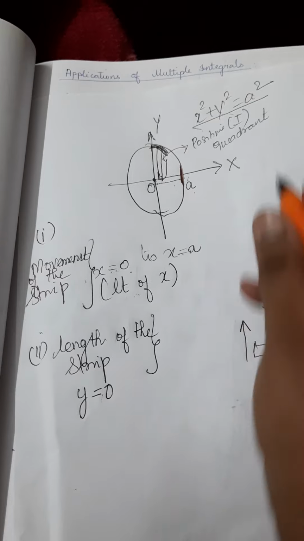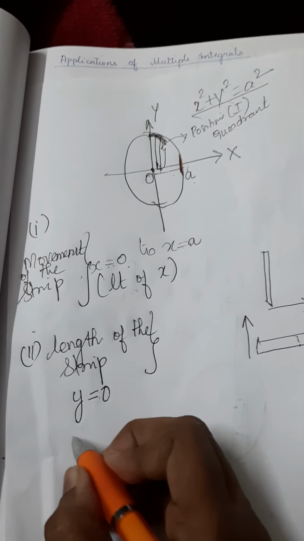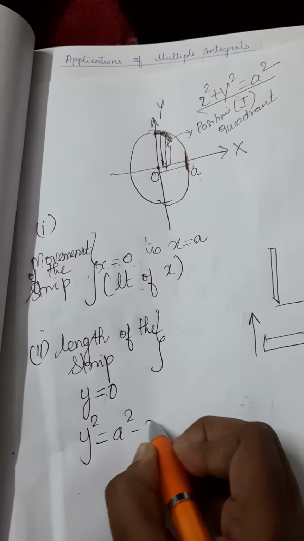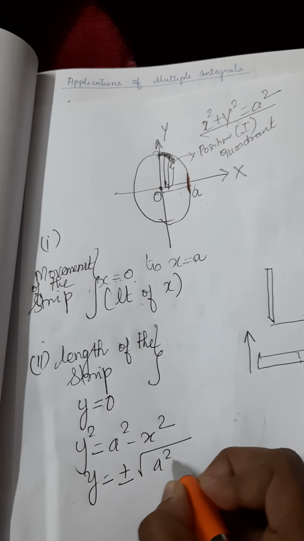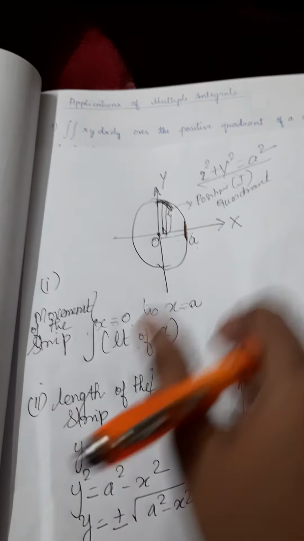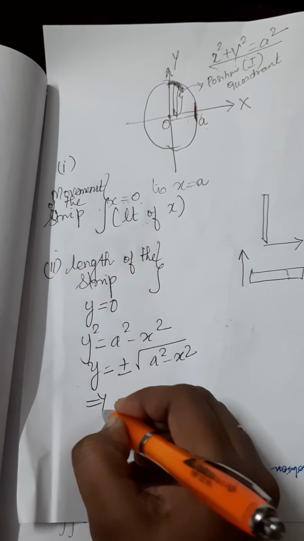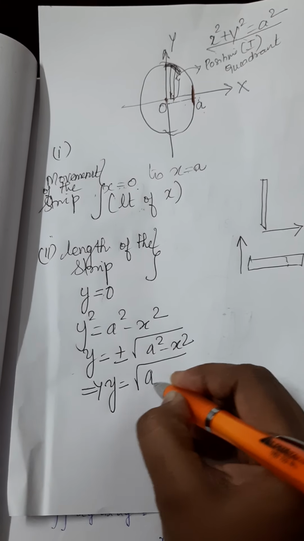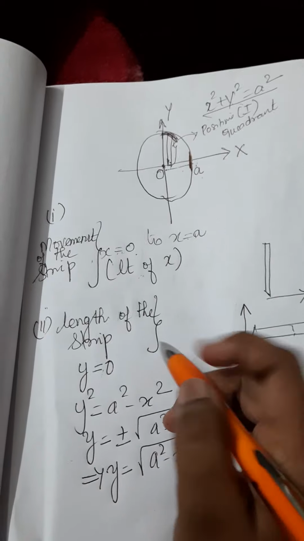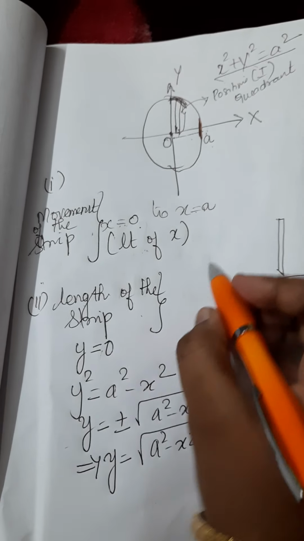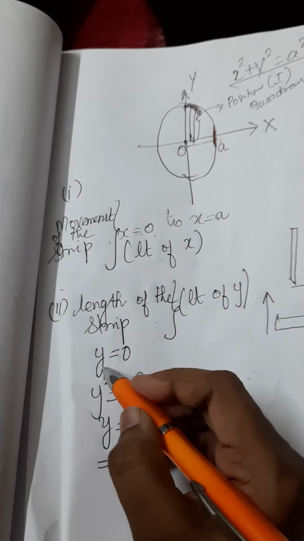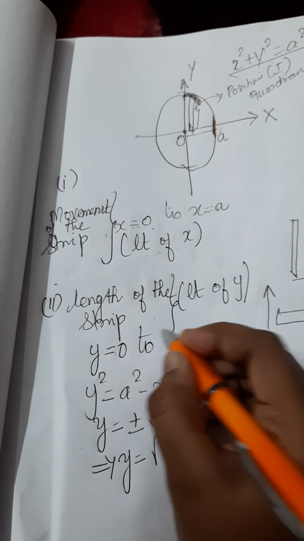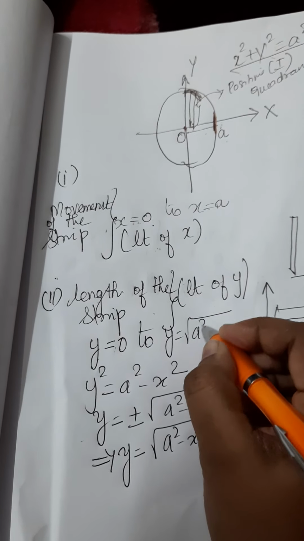So x square plus y square equal to a square means y square is equal to a square minus x square. y is equal to plus or minus root of a square minus x square. Our question says positive quadrant. That means it will carry only positive values. Implies y is equal to root of a square minus x square. Therefore, the length of the strip is giving you the next limit of y, as y equal to 0 to y equal to root of a square minus x square.